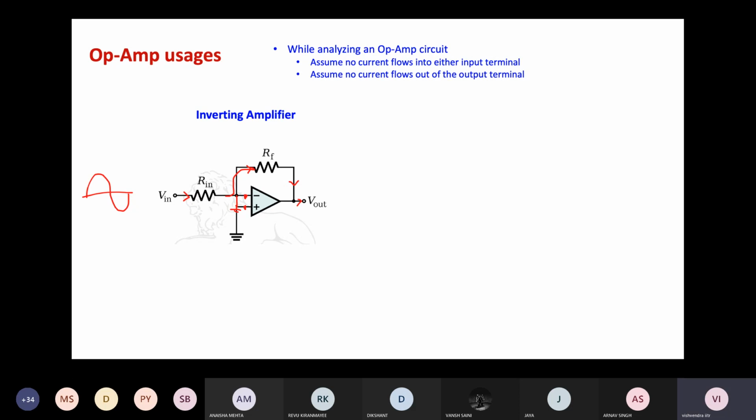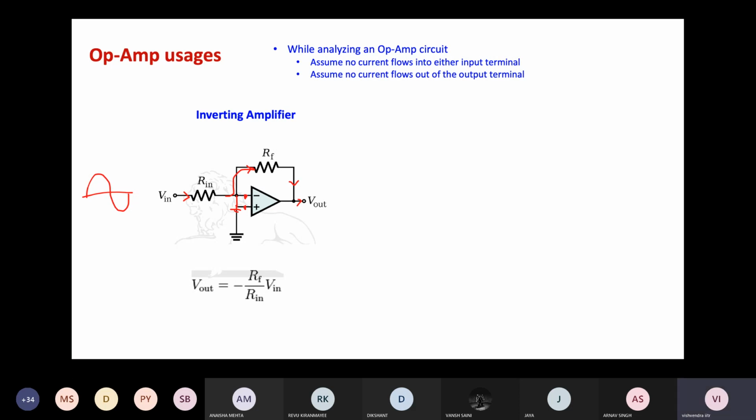Okay, and the same current is flowing through RF. So the voltage difference that it produces is I times RF. So the voltage that it produces across RF is RF times Vin divided by Rin, and that is essentially the output voltage, because if you do KVL, the output voltage will be the voltage across RF. So the Vout will be equal to minus RF by Rin times Vin.